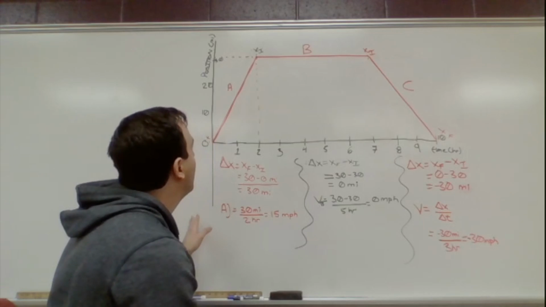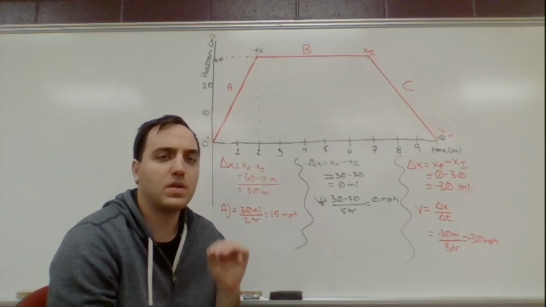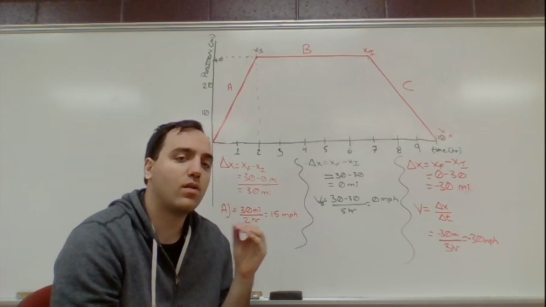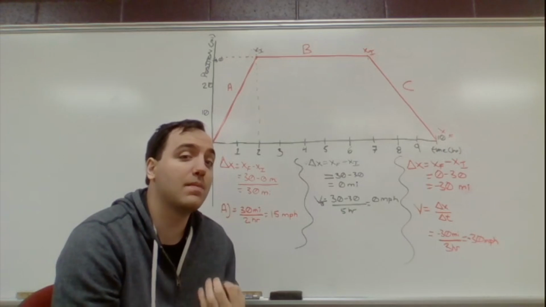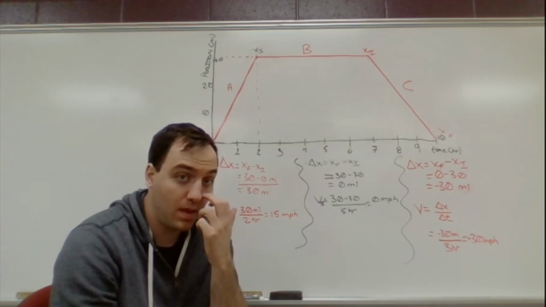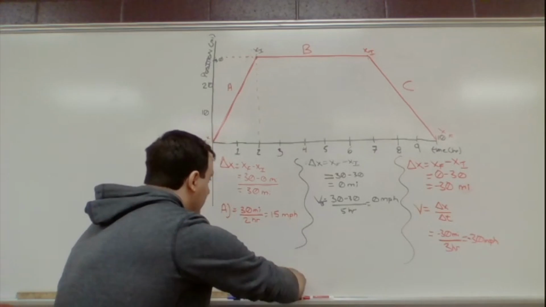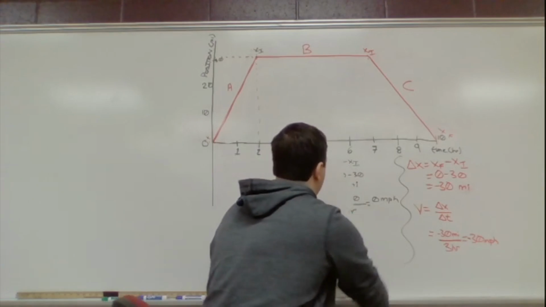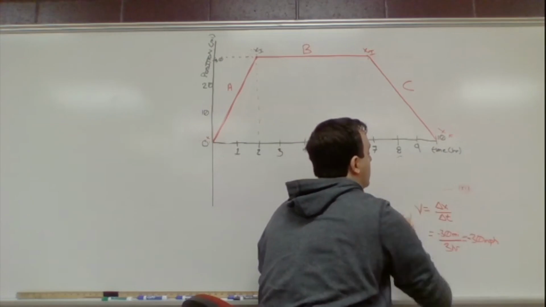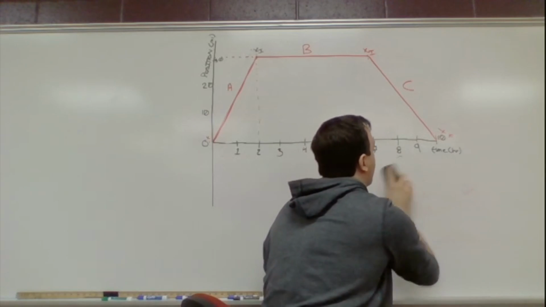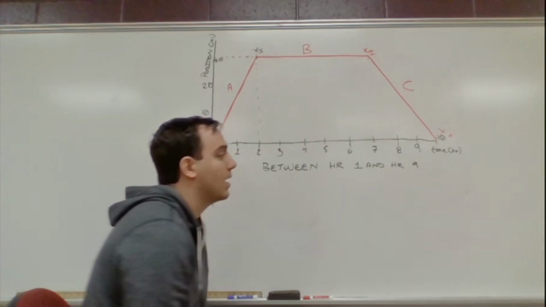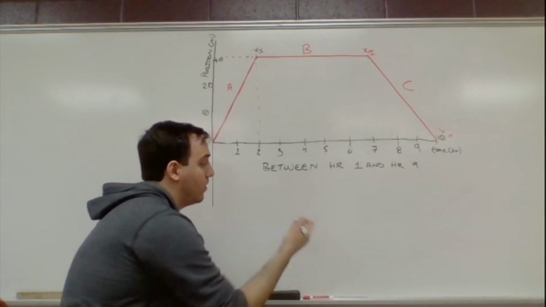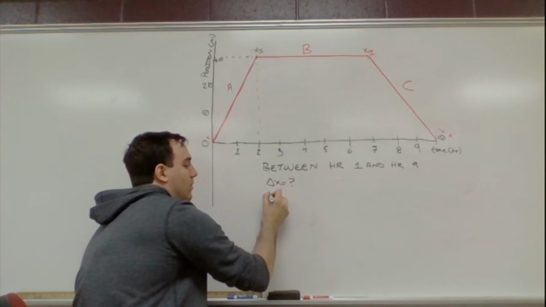But what if, instead of just focusing on certain sections, let's look at random picks of time. So let's go ahead and erase this. And instead of looking at A, B, C, let's pick 2 random times. So let's say, between hour 1 and hour 9, what's my displacement and what's my velocity?